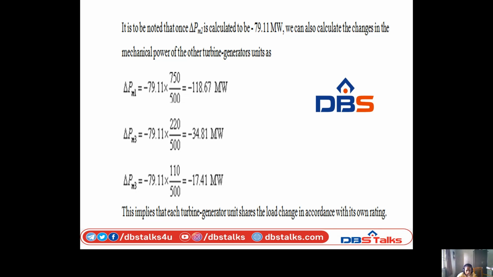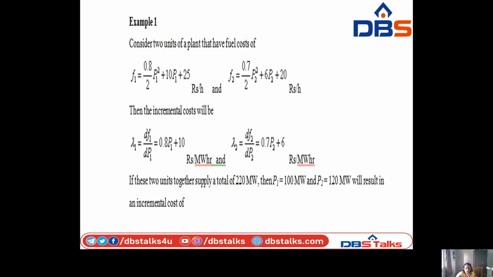So this implies that each turbine generator unit shares load changes in accordance with its own rating. Here the load changes according to its own rating only. So these are the mechanical power outputs for the turbine generator units. Next, we can take another example. In the last problem, we calculated the change in frequency, the mechanical power output and the turbine generator mechanical power output.